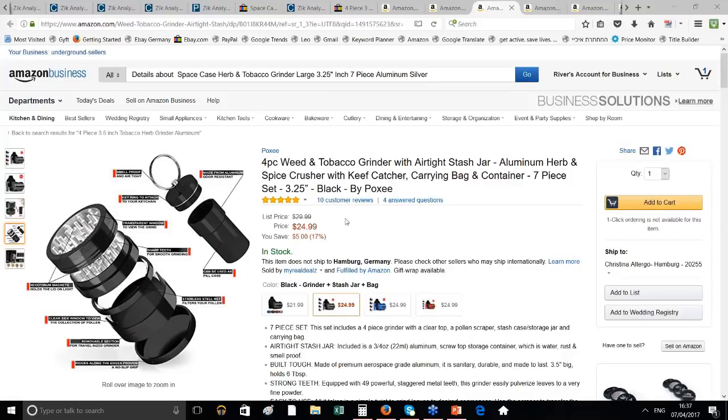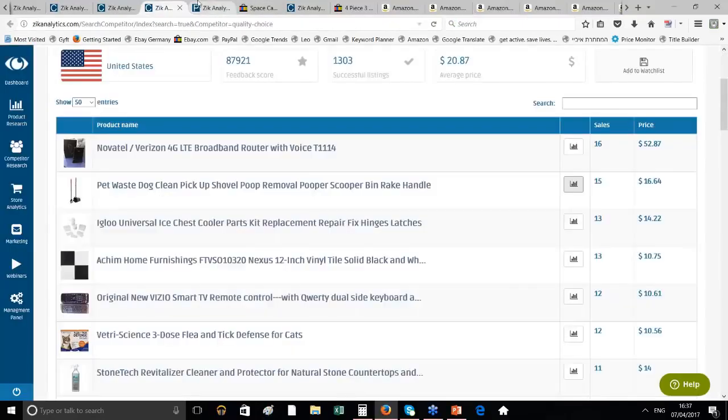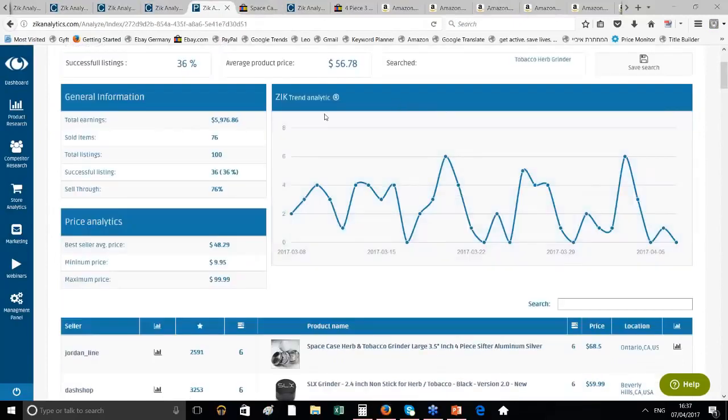Brisialidi asks, can we predict market trends using the data generated by Zik? Zik shows us the last 30 days. Okay, we have a trend graph, but it's the last 30 days. To predict trends, it's better to look at the whole year back. Very easy. Use Google Trends or inside eBay.